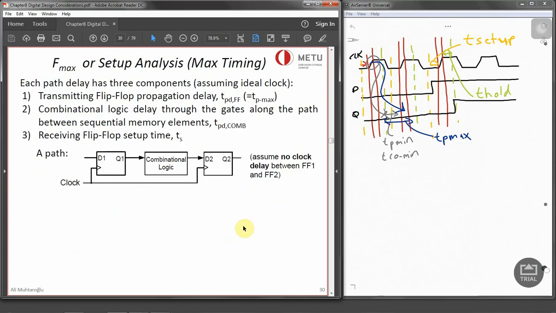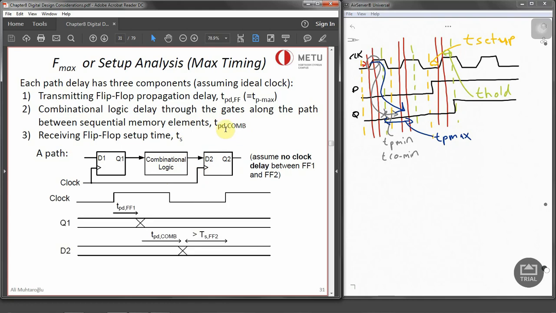Each path delay has three components. In one flip-flop, which is sending or transmitting the data, we have its propagation delay, and we are considering the worst case delay, so we have to consider the maximum propagation delay. Then we have got the combinational logic delay, which is normally known as TPD-COM. It can be an ALU, a multiplexer, something over here. And of course, we need to have the receiving flip-flop setup time, because we have to have that ready before the rising edge of the second flip-flop. That means we have to consider the setup time of that as well.